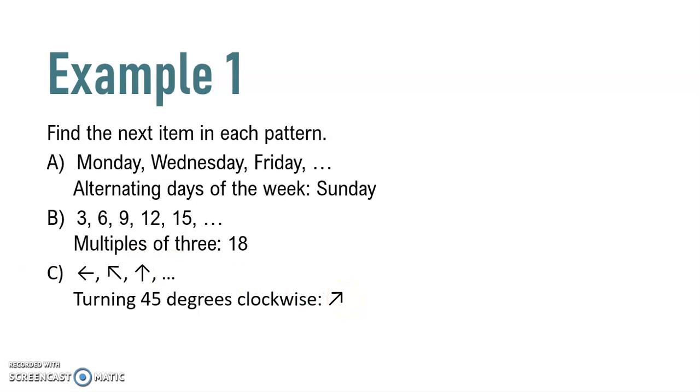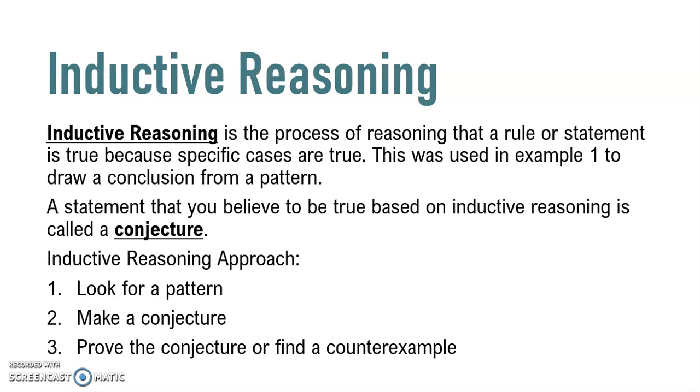Okay, so let's take a look at some vocabulary words that talk about what we just did in that example. What you did is you applied inductive reasoning. You used the process of reasoning that a rule or statement is true because you looked at specific cases. You drew a conclusion from a pattern that you saw. So you looked at the cases, decided on a rule, and then said this rule is true, so this is the next thing. Now, that rule that you made is known as a conjecture.